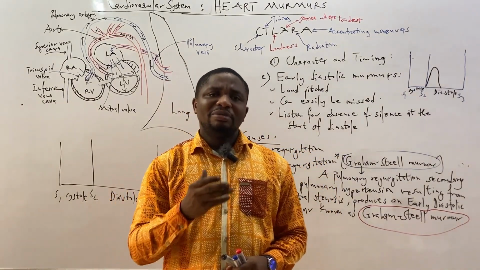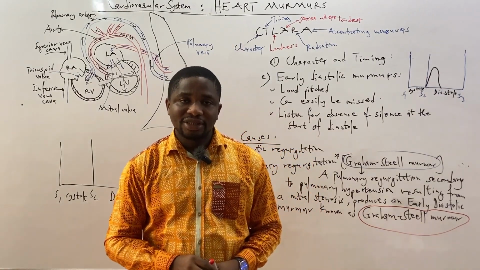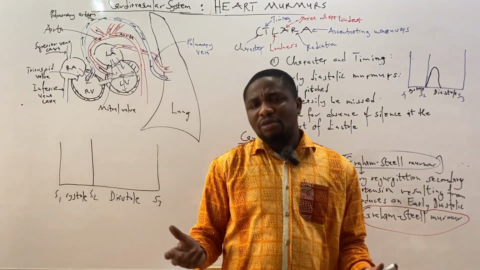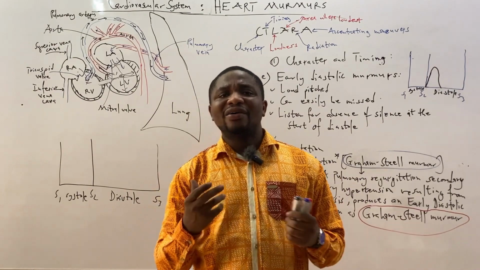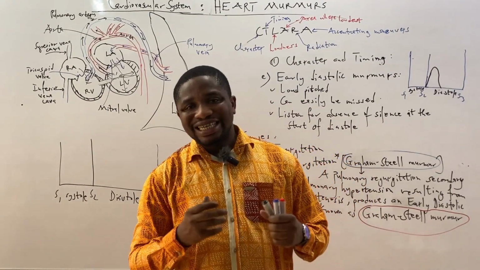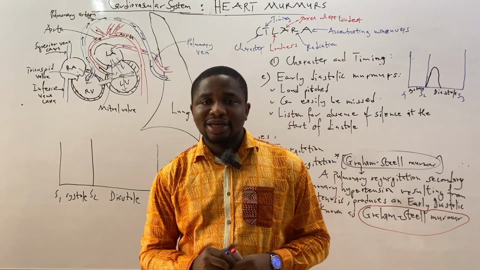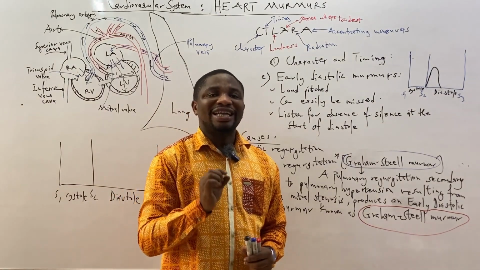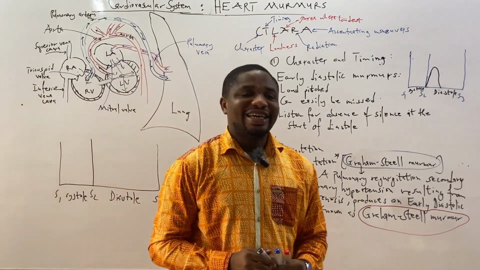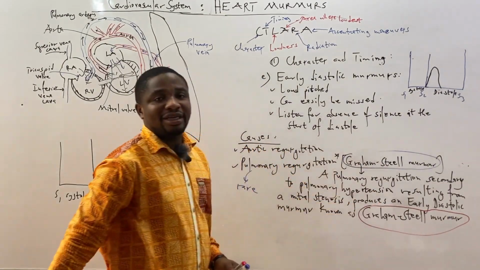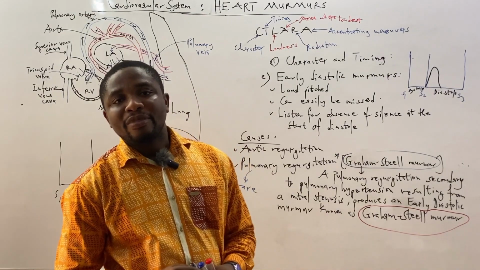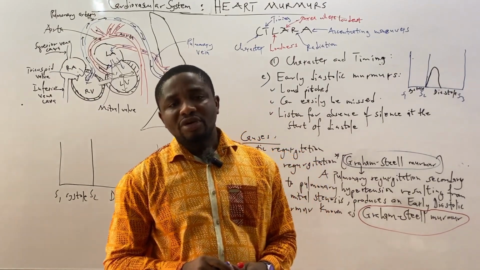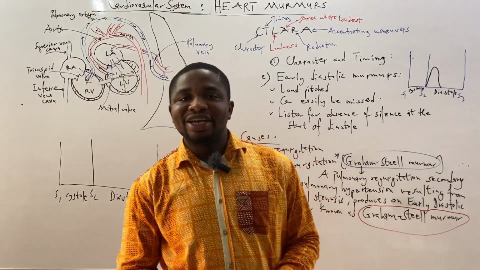Now, let's move ahead. We made mention of the causes being aortic regurgitation, which is more common, and pulmonary regurgitation, which is rare. It is not so common. For certain scenarios, if you have a pulmonary regurgitation, which is secondary to a pulmonary hypertension, resulting from a mitral stenosis, then it produces an early diastolic murmur known as the Graham-Steell murmur. The Graham-Steell is a special type of murmur which is produced from a pulmonary regurgitation secondary to a pulmonary hypertension resulting from a mitral stenosis.